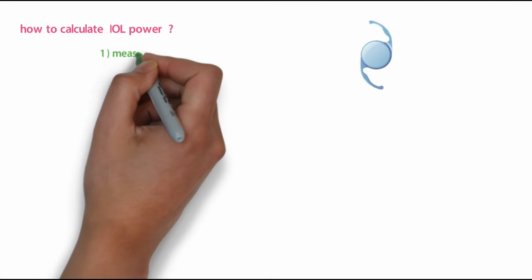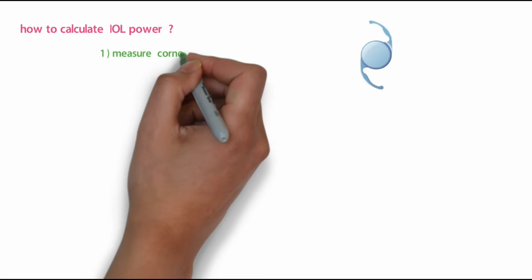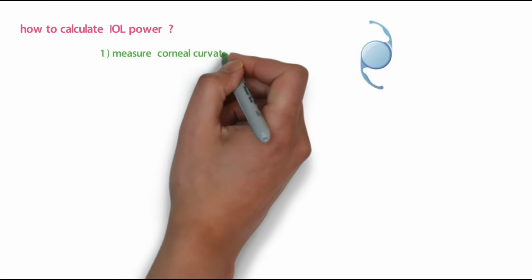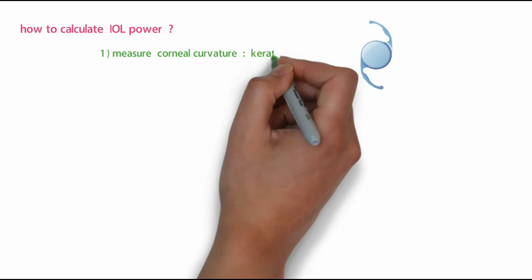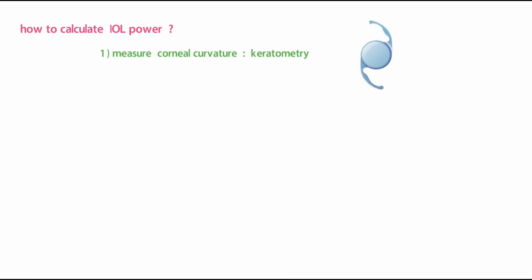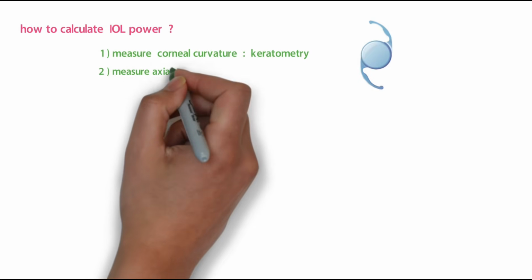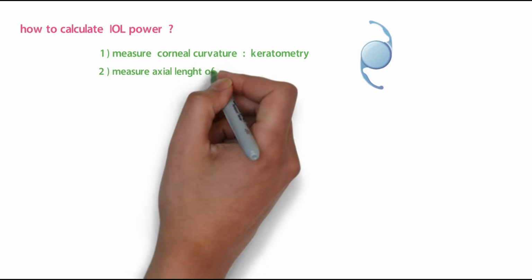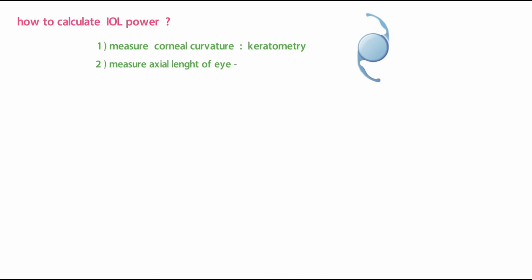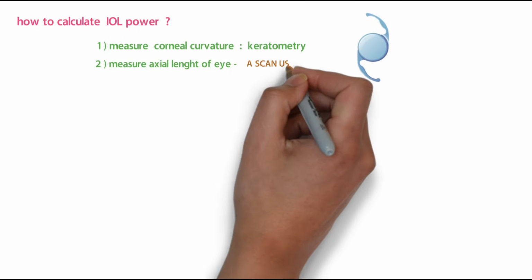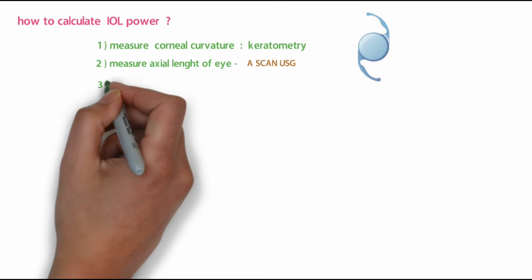For measurement of the IOL power, the first step is to measure the corneal curvature. Now, how can we measure the corneal curvature? Do you know which method? Yes, we can use keratometry. The second step is to measure the axial length of the eye. How can we measure the axial length? We can measure it by A-scan USG.